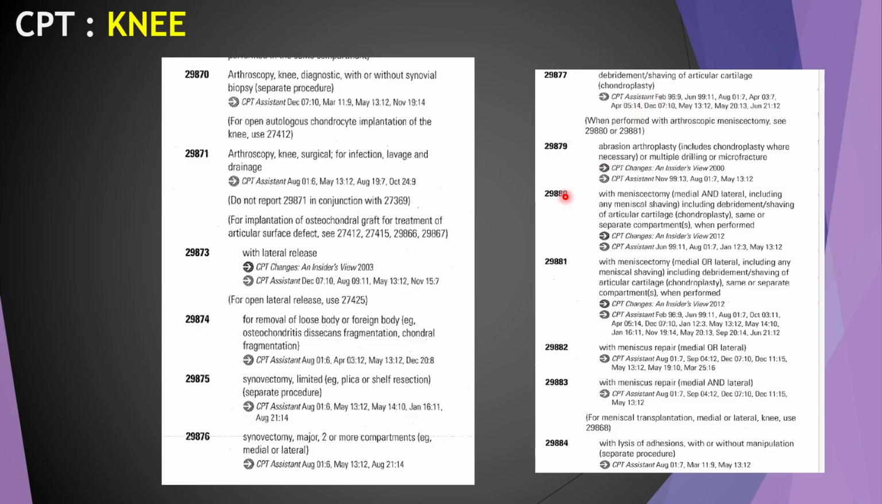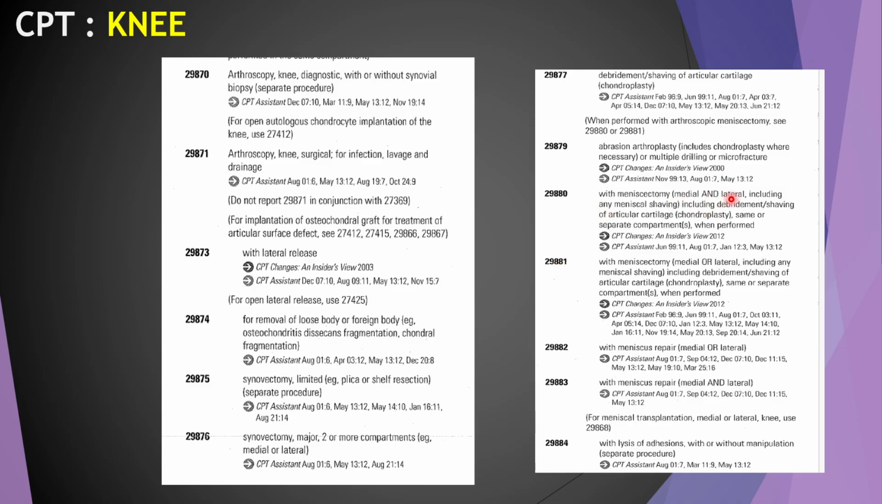Now the second one, 29879, that is an arthroscopy knee surgical abrasion arthroplasty including chondroplasty where necessary, or multiple drilling or microfracture. Okay. Similarly, 29880 and 29881 are most important, that is arthroscopic surgical knee with meniscectomy, medial and lateral, including any meniscal shaving, including debridement, shaving of articular cartilage, same or separate compartment, when performed.